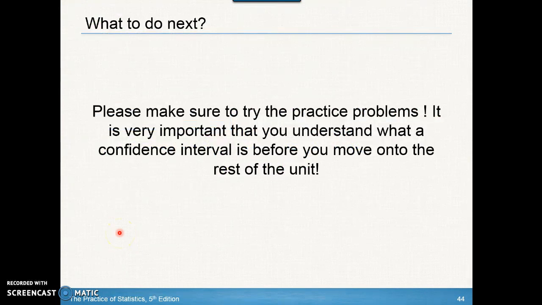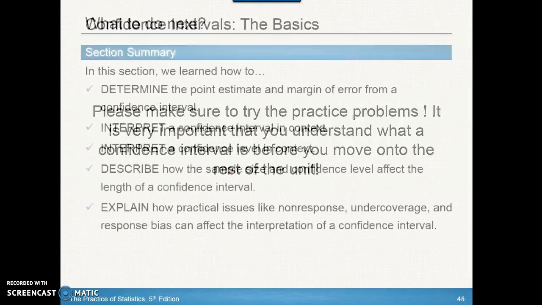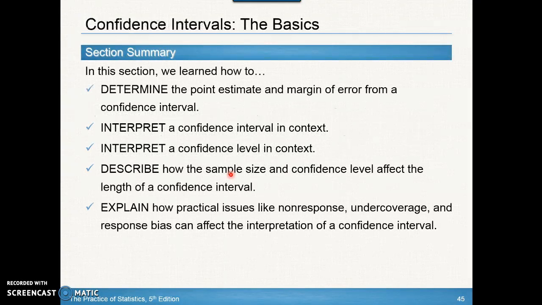So what to do next? Please make sure you try some of the practice problems. It's really important that you understand what a confidence interval is before you move on to the rest of the unit. The rest of the unit is just focusing on sample means and sample proportions, but if you have a good understanding of what a confidence interval is, it's going to make it a lot easier. This is just what we went over in this section. Go ahead and take a minute to read it.